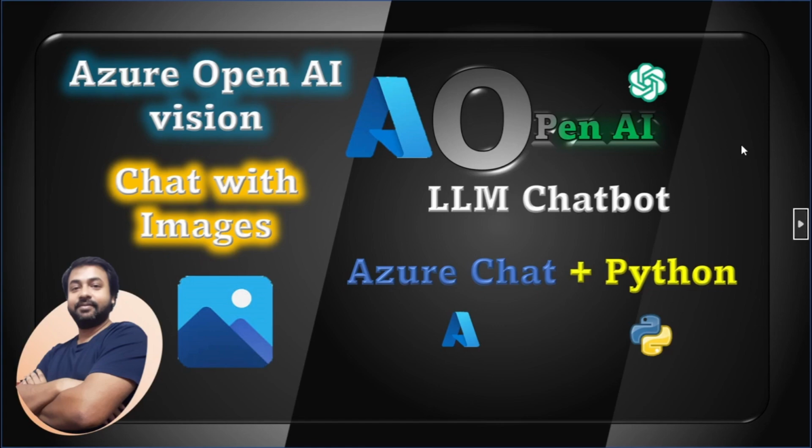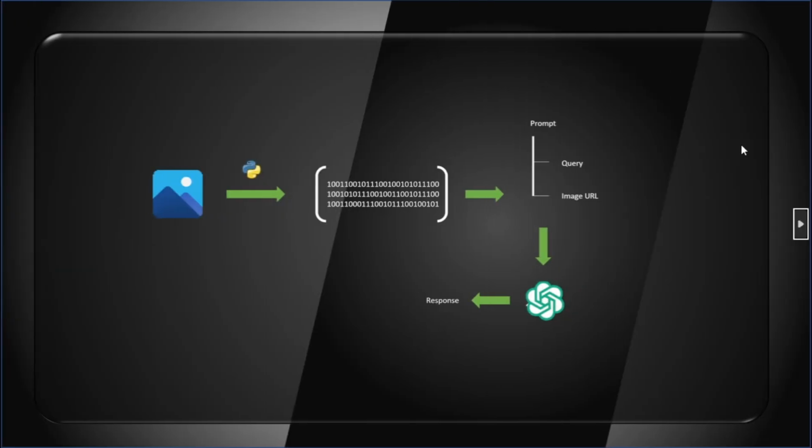So let's go and see the approach. Over here the approach is, we have an image which we need to upload to the LLM. With the Python package base64 we can convert the image into a string of binary. This binary string can then be uploaded to the LLM as a prompt. Now along with the image binary, we can also embed our query. So ChatGPT will understand it and give us the response.